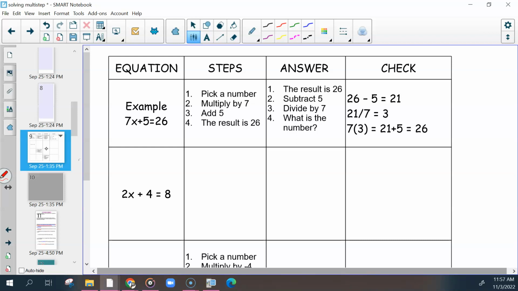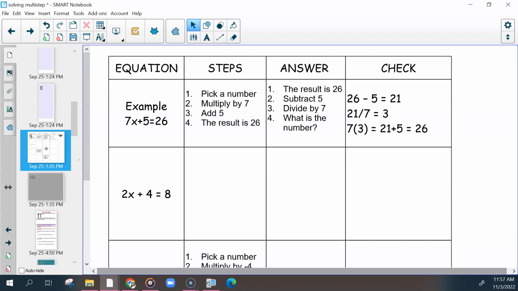But the way this works is you have an equation, and the steps match the equation. So we start with the variable, pick a number, that's your variable, and then it's saying what you did to the variable. Multiplied it by 7, added it to 5, or added 5 to it, and the result is 26. So that explains how we got our equation.